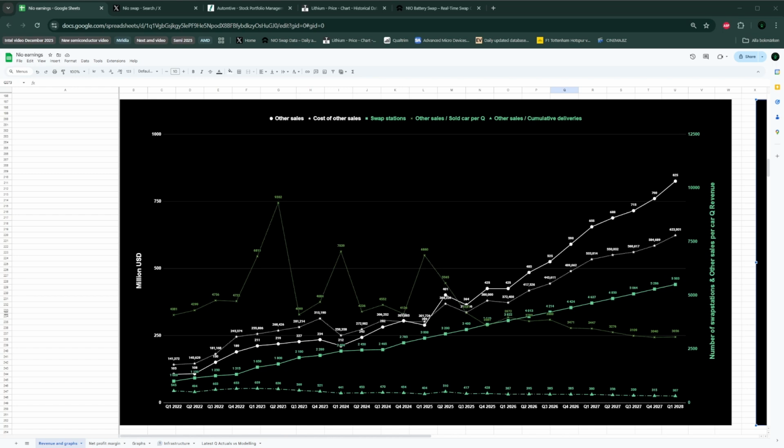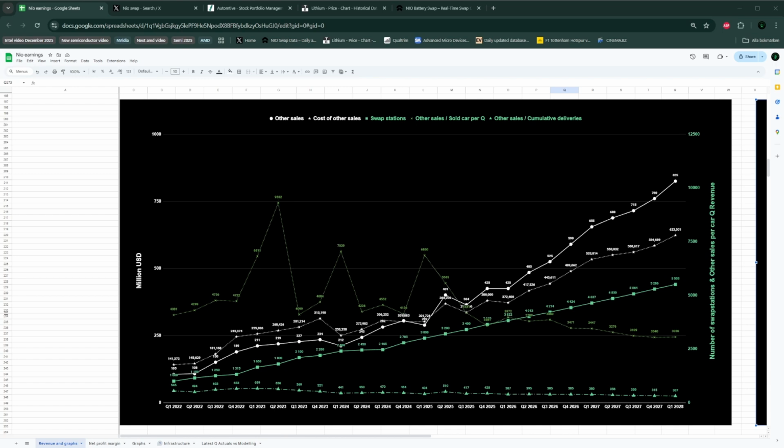As time goes on, revenue accelerates while cost grows much more slowly. And that widening gap is the margin expansion. It's not coming from raising prices, remember, it's coming from efficiency. Swap stations and batteries are mostly fixed assets. Once they're built, the marginal cost of an additional swap is low and the depreciation gets spread across many more swaps.